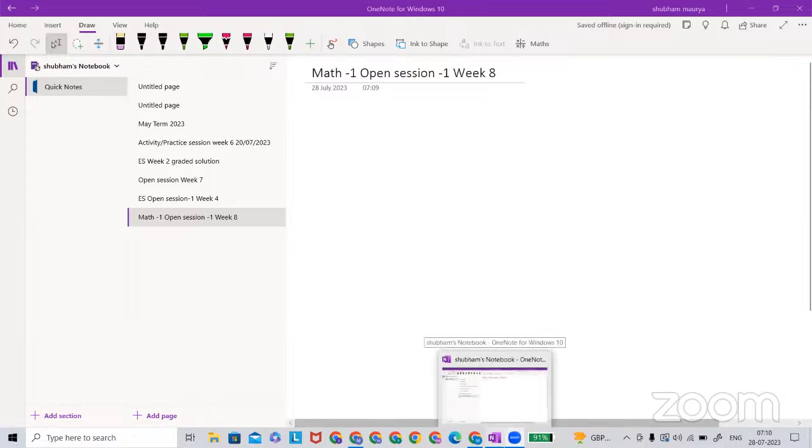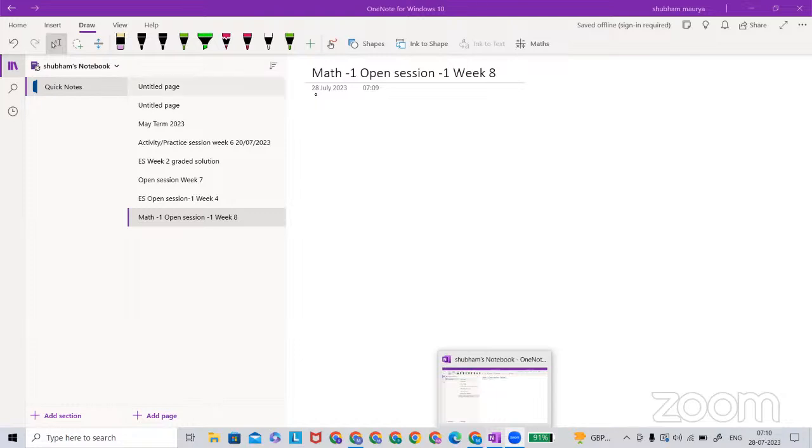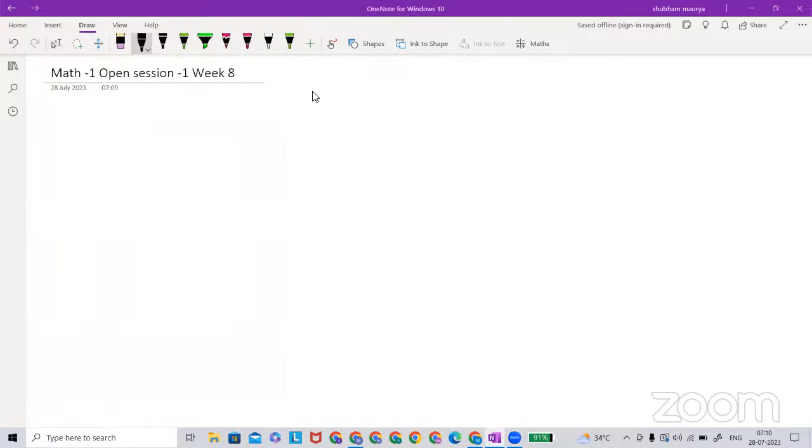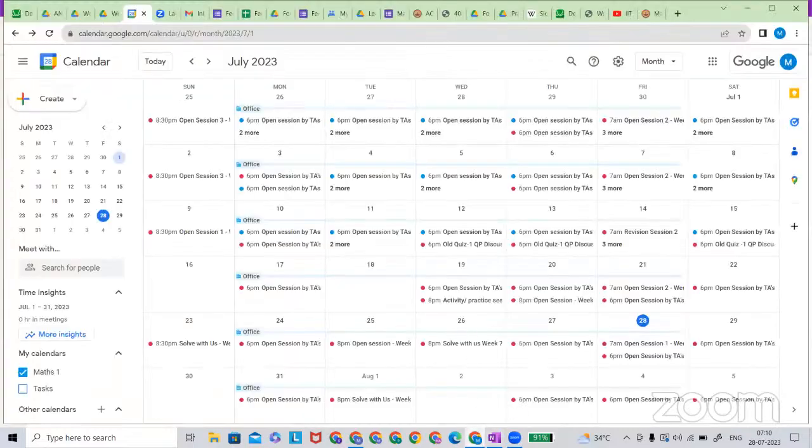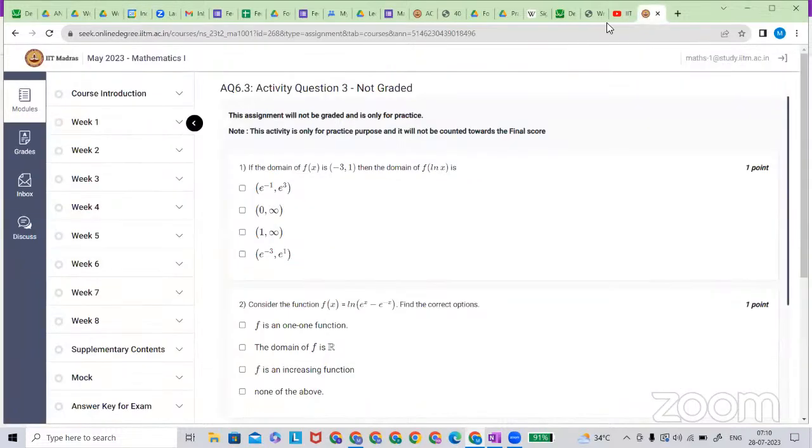Please raise your hand so that I can see who has a doubt. Okay, then we will do something on week 8 as a revision, not revision, that is a summary. No one has a doubt? No, no one has a doubt.